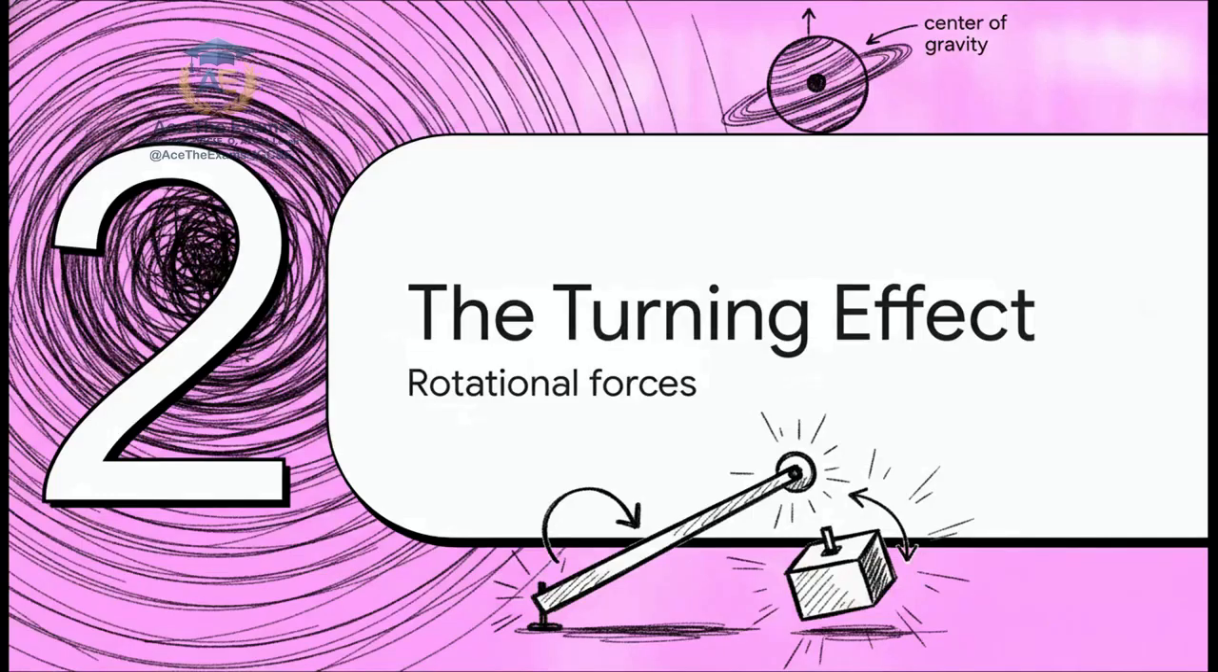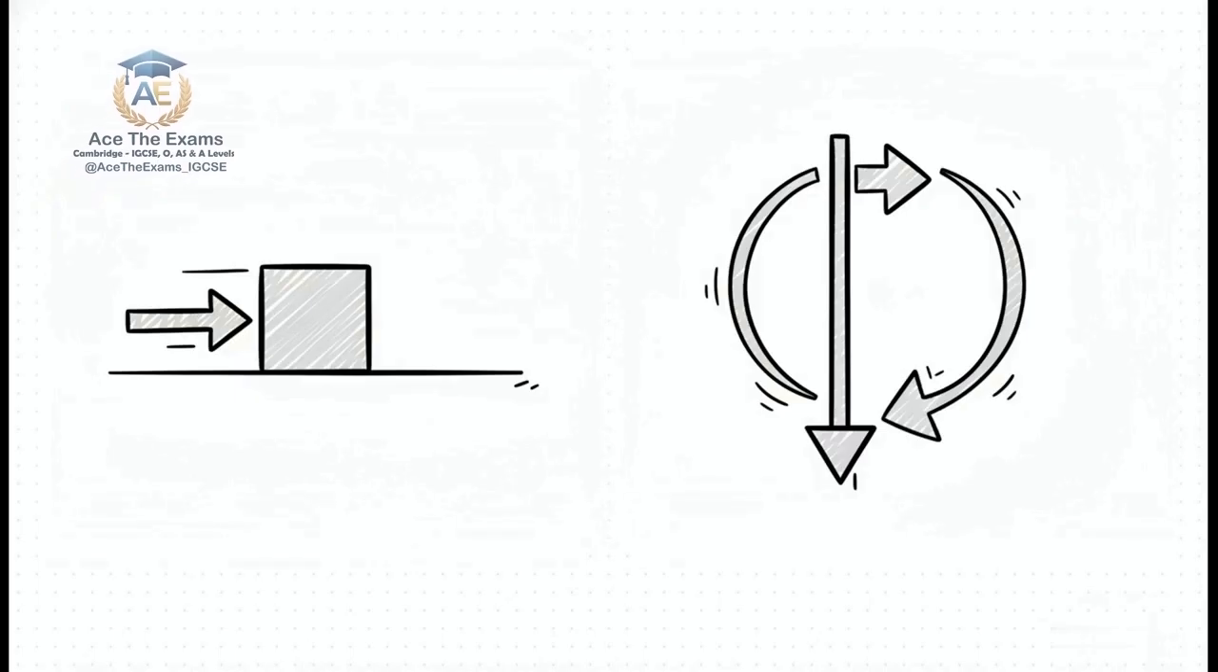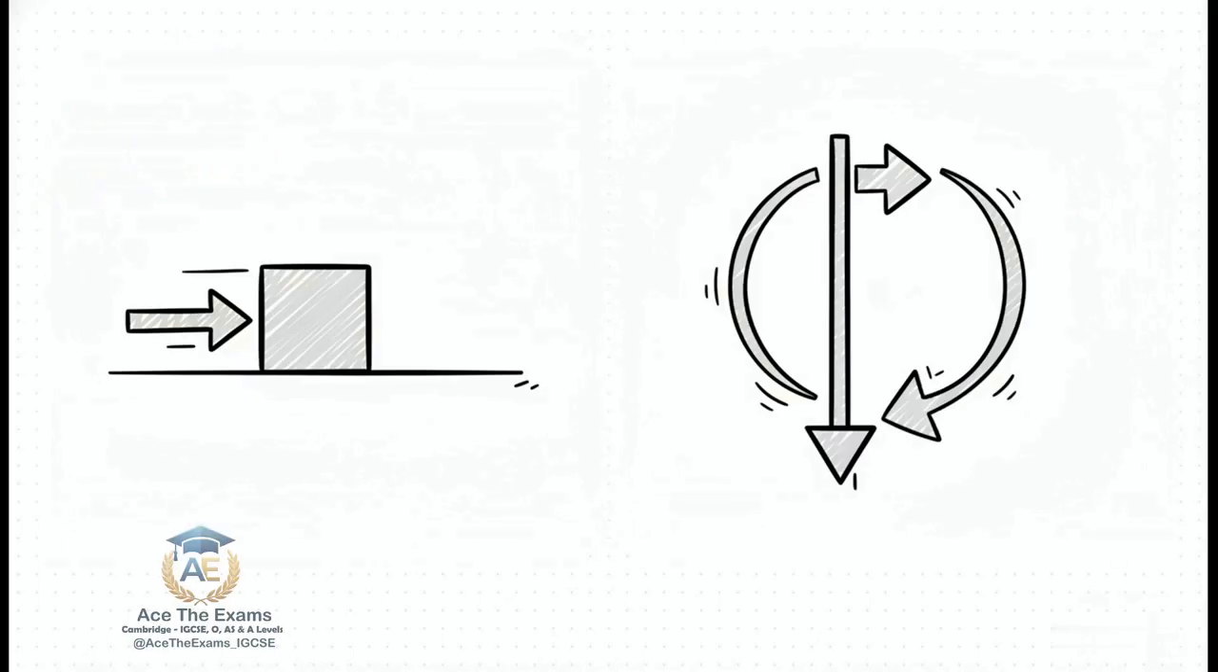Now let's move to our next core concept and see how this builds into the idea of a turning effect. Because what happens when you don't support an object exactly at its perfect center of gravity? Things start to get dynamic, and the mark scheme gets a lot more rigorous. Up until now in your physics journey, you've likely spent a massive amount of time calculating how a force pushes or pulls an object in a straight line. Think Newton's second law, F equals ma.